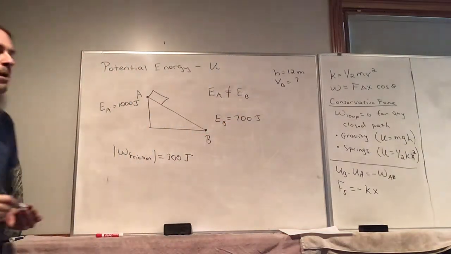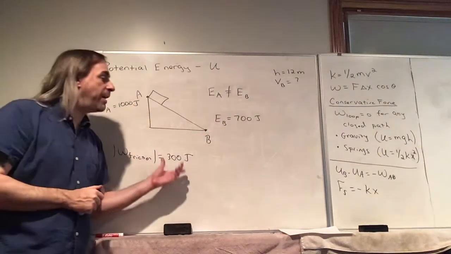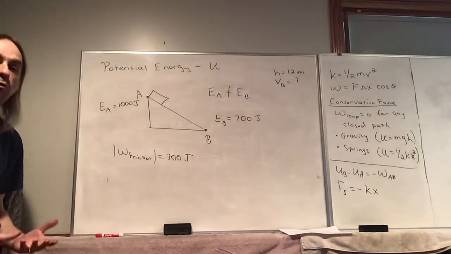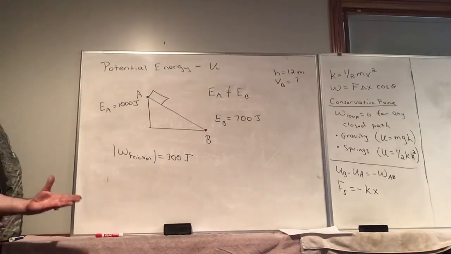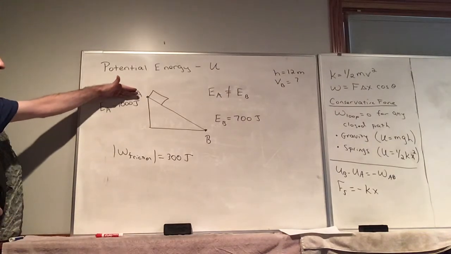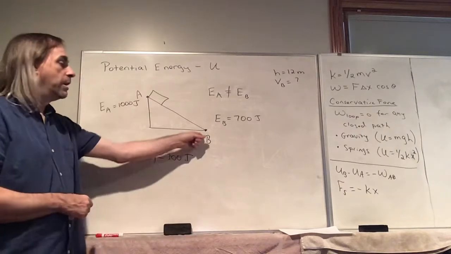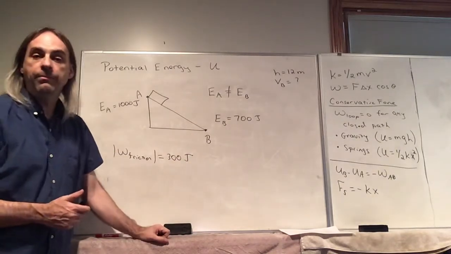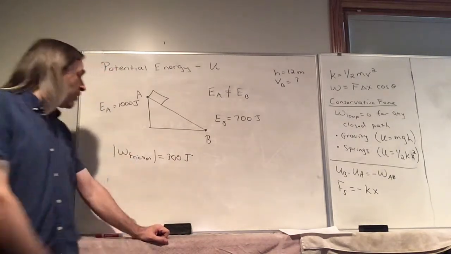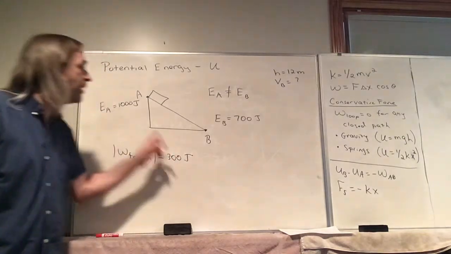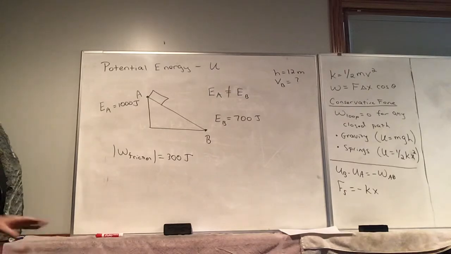So we can still apply these concepts of conservation of energy if we know how much was lost. Just think of it as accounting. Energy never disappears. So if you start with 1,000 and you lost 300, there has to be 700 left over. That would be the energy at B. So that raises the question, how do you know how much energy was dissipated from the system? And in this case, we could calculate that.